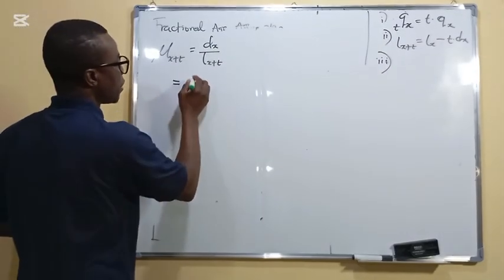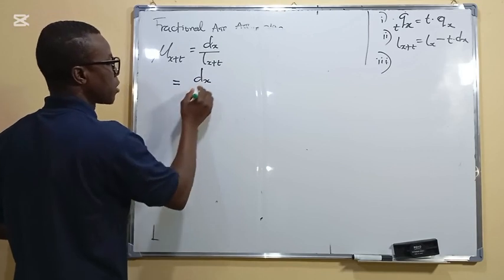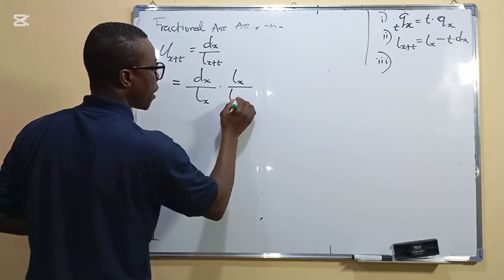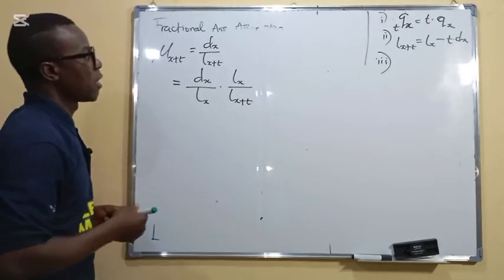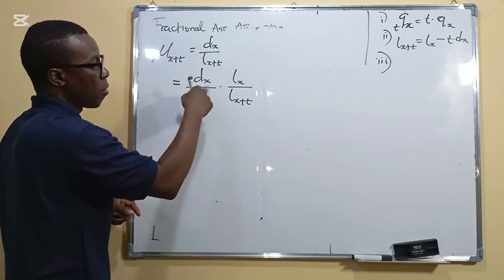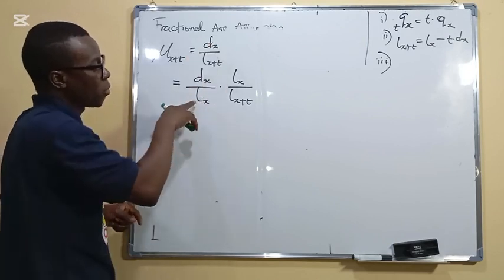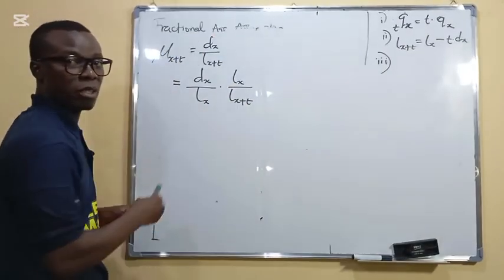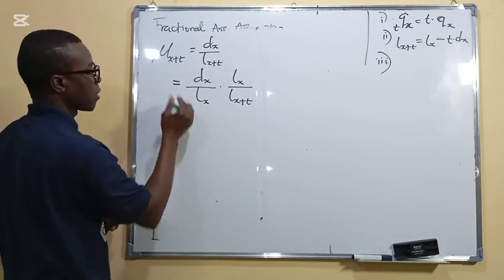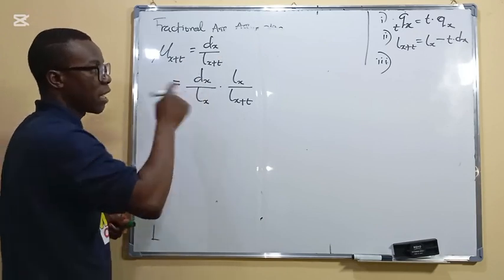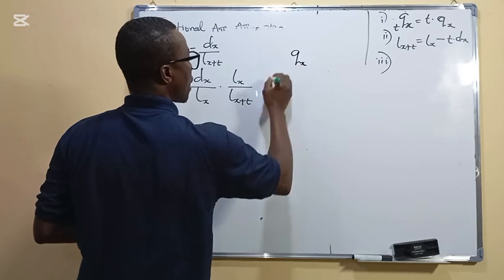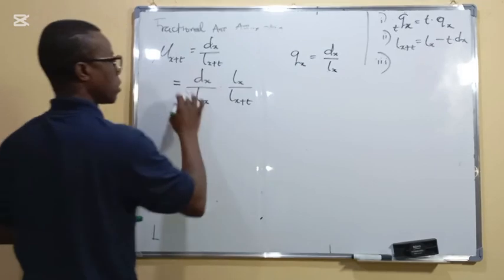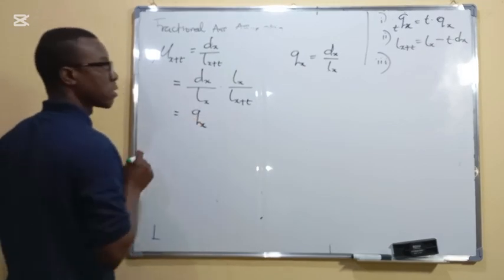Now, I can introduce something here by saying dx over lx dot lx over lx plus t. That's to say I'm getting this from here. All I did was introduce lx and then lx here, which, of course, if it cancels out, still brings me back to what I have. Now, don't forget, earlier on, I said qx is the same as dx over lx. So that handles this. So I can say this is qx, right?